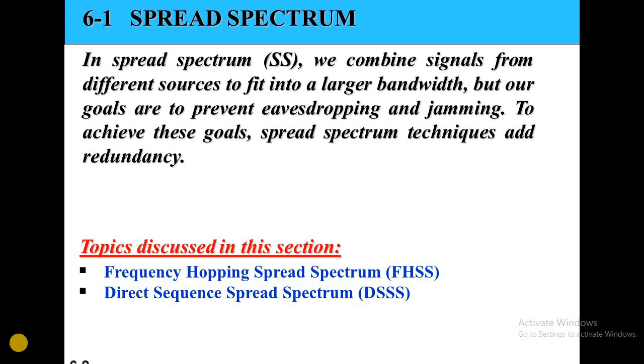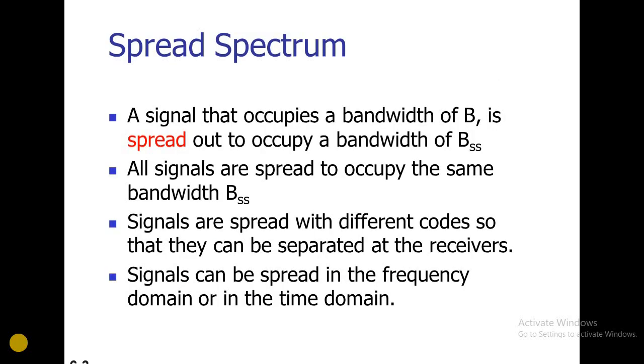It is a modulation technique in which the transmitted bandwidth is larger than the information signal. The bit rate of the spreading sequence is much higher than the input data. There are two methods that can be used: frequency hopping spread spectrum and direct sequence spread spectrum. In this, a signal that occupies a bandwidth of B is spread out to occupy a bandwidth of Bss. All signals are spread to occupy the same bandwidth Bss.